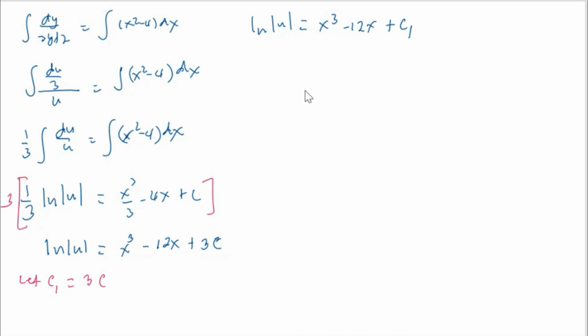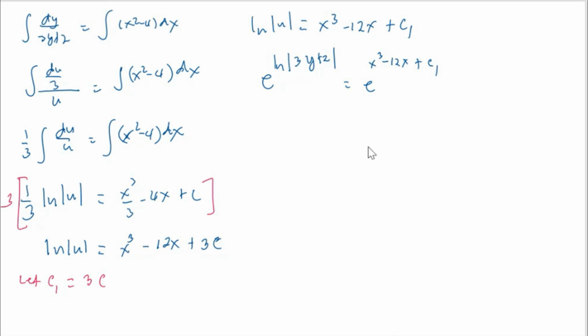Now, in order for us to eliminate the ln, we are going to exponentiate both sides of the equation. At the same time, I'm going to substitute back the meaning of u. So we can write e raised to the ln of the absolute value of u, which a while ago is 3y plus 2, is equal to e raised to x cubed minus 12x plus c sub 1.